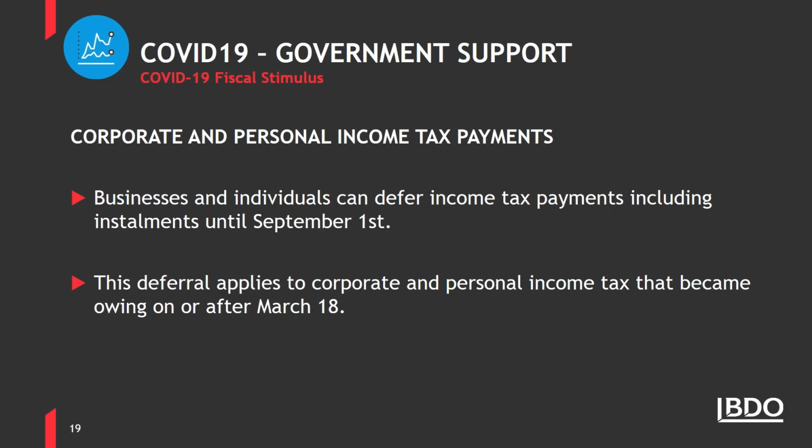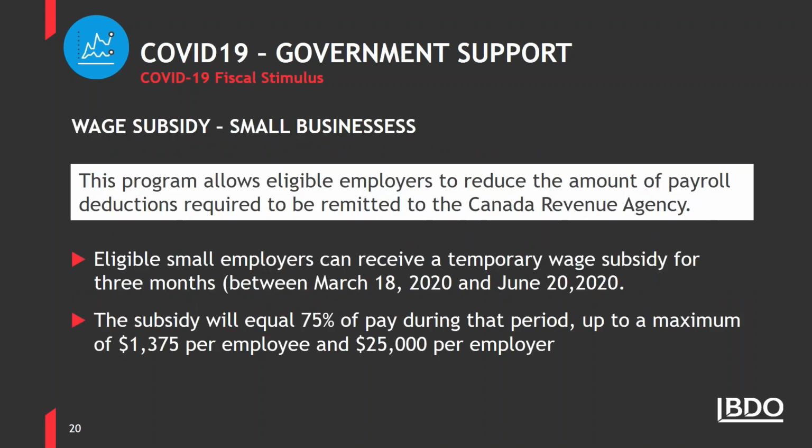So the idea here is that by delaying the payment of these taxes, additional cash will be available to you now. The second opportunity I want to raise from the federal government stimulus package is the temporary wage subsidy for employers. Now, this measure allows eligible employers to reduce required remittances of payroll source deductions to CRA. And it's for a period of up to 3 months. And from a cash flow perspective, this subsidy can provide additional cash of up to $25,000. The subsidy is available to individuals, partnerships, charities, nonprofits, as well as Canadian-controlled private corporations. So I suspect a lot of you on the call, this will pertain to.